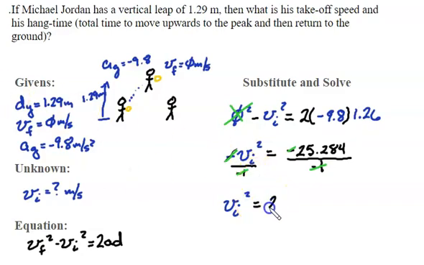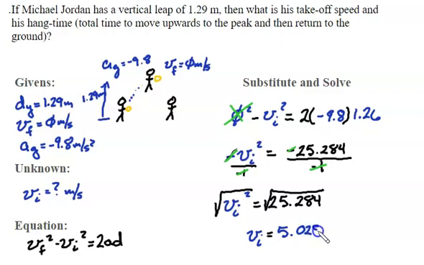equals 25.284. And this is why taking care of the negative is important, because when I take the square root, I cannot take the square root of a negative number. Velocity initial equals 5.028319 meters per second.